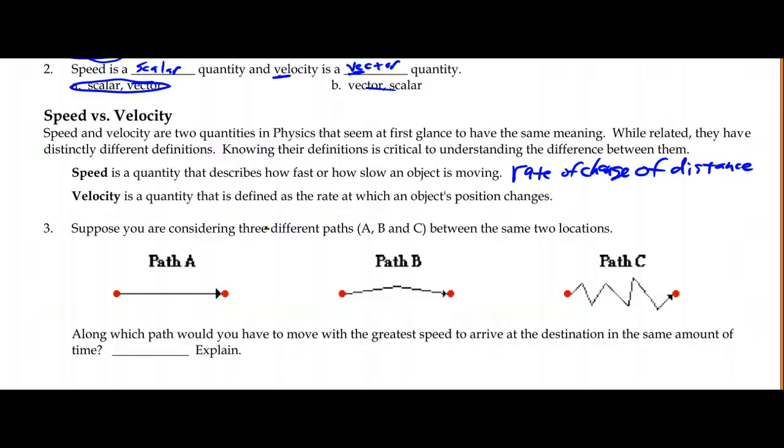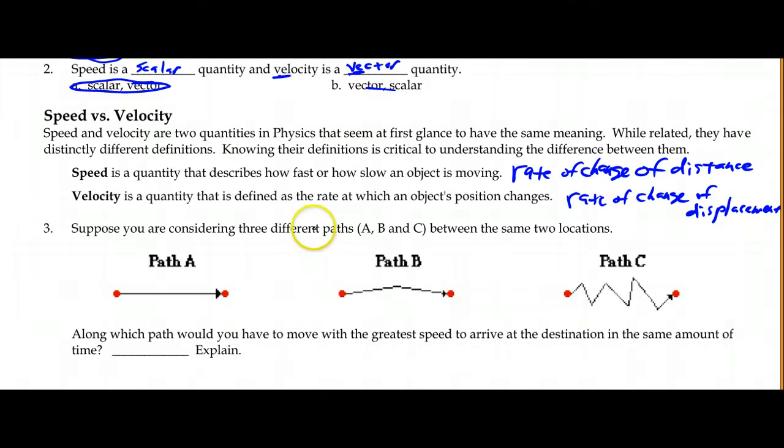So rate means to divide by time. Velocity, on the other hand, is a quantity defined as the rate at which an object's position changes. Now that means it's really the rate of change of the object's displacement, which is a vector. You can move around a lot and still end up with a change of displacement of 0, as we saw last time. If you come back to the same position and you haven't changed your position, then your displacement is 0, which means technically your velocity will also be 0. Those are very different concepts, so it's important to understand the difference between them.